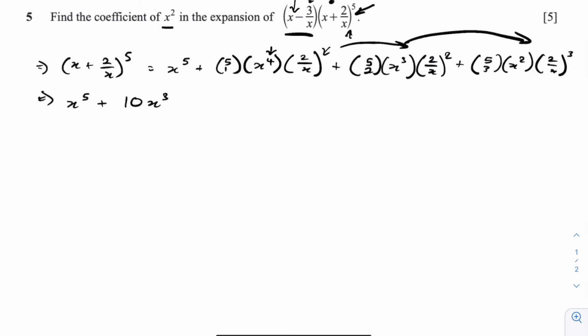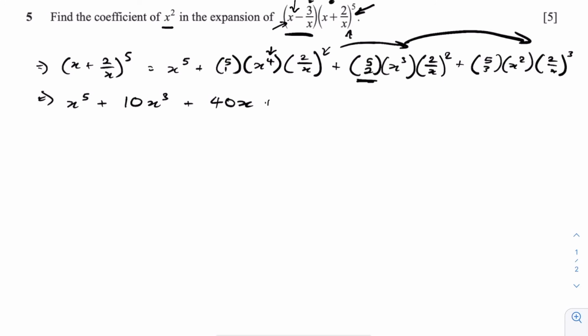And 10x cubed is something we will need, because remember, when multiplying by the negative 3 over x in the other term, that will give us an x squared coefficient. But let's just keep going for now. Plus, and then 5 choose 2 over here is just 10. 10 times 2 squared, in this case, is 40. And then 40 times x cubed over x squared is 40x, which is something we will also need to multiply by this x over here.